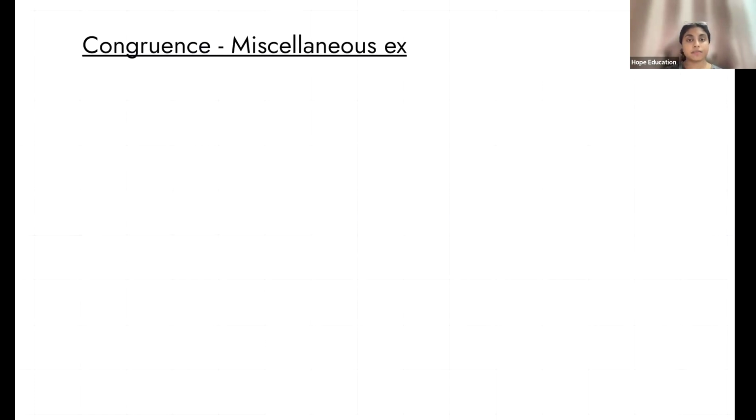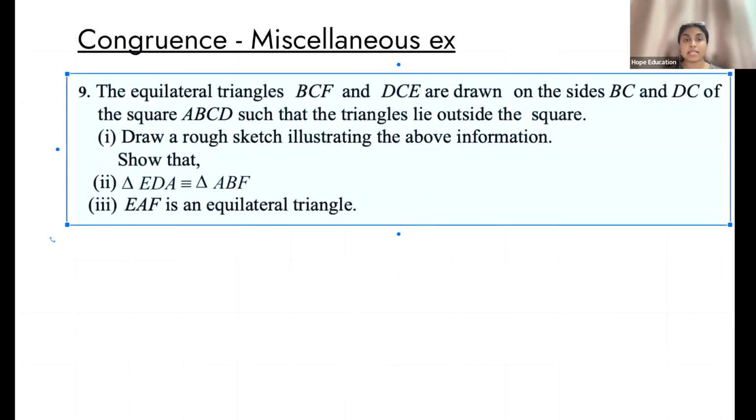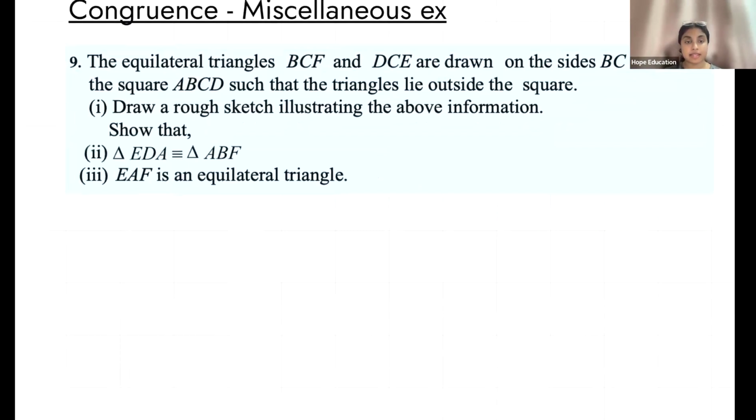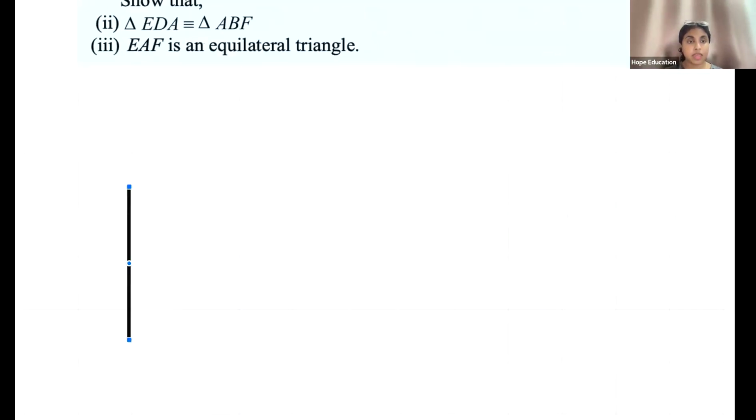All right. The equilateral triangles BCF and DCE are drawn on the sides of BC and DC of the square ABCD. Okay, so we clearly have a square ABCD, right? So we have a square A, B, C, D.